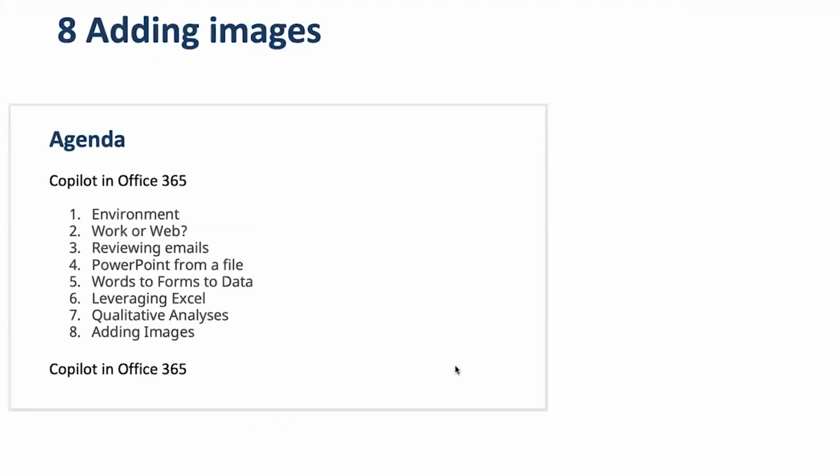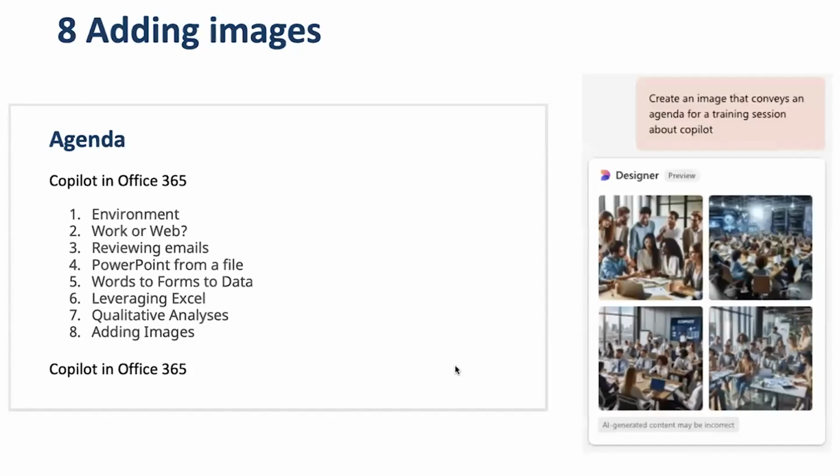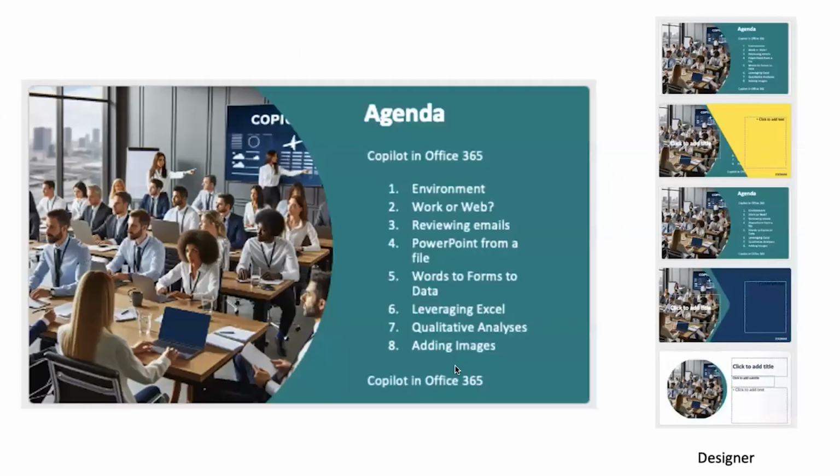Final eighth tip, and this is just a very high level thing that we're rushing through today, adding images. So when I first created today's presentation, that agenda slide looked like this. So I asked in PowerPoint Copilot and said, create an image that conveys an agenda for a training session about Copilot. And it came up with 4 suggestions. I picked one of those suggestions, and then I used Designer, which isn't Copilot, but is artificial intelligence, to pick a layout for that page as well.